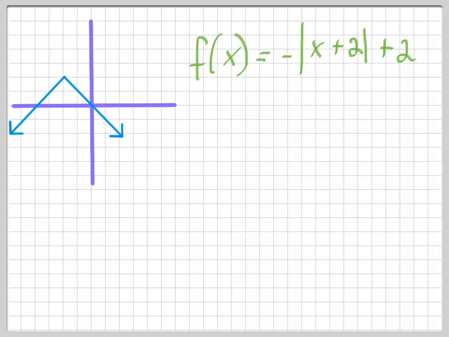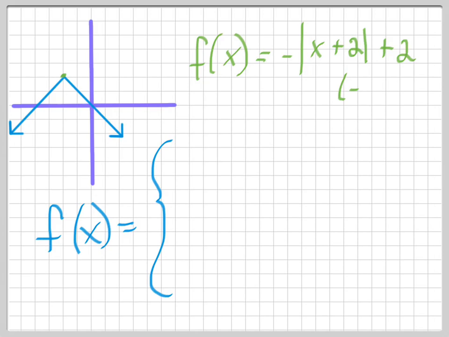Okay, here's another example. This is f of x is equal to negative the absolute value of x plus 2, plus 2. Notice the graph is flipped upside down, hence the negative. So we're going to go ahead and set this up into two pieces again. And as you can see, our vertex is negative 2, 2, which gives us our dividing point of x less than or equal to negative 2, and x greater than negative 2.